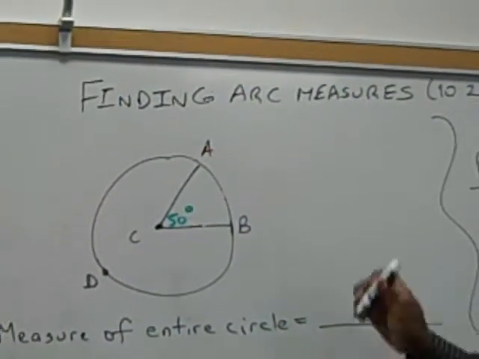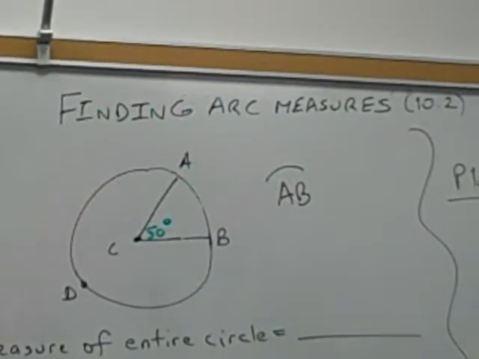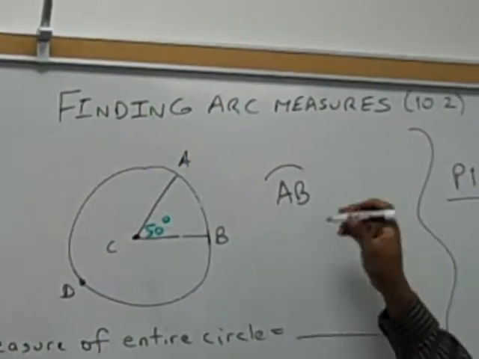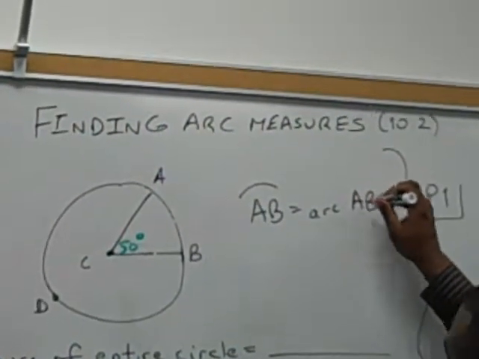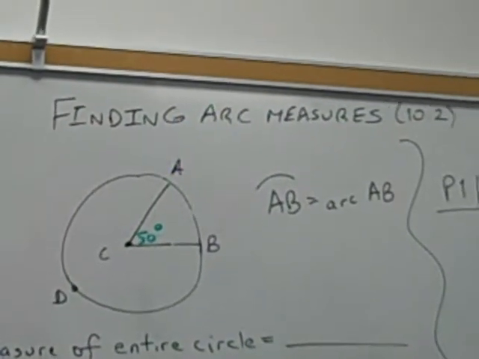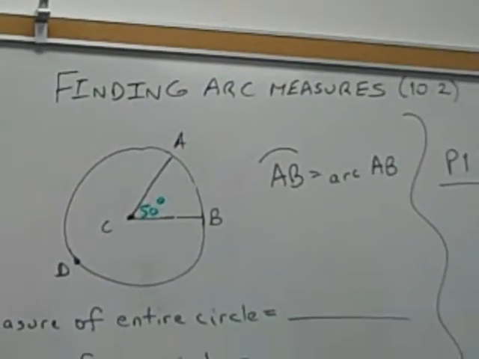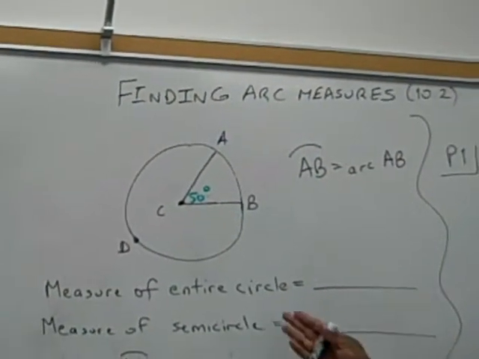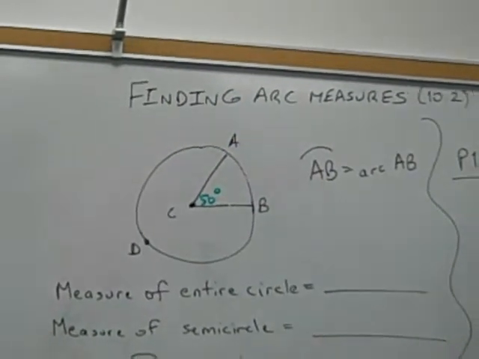In fact, we can use this symbol as showing the arc of AB. So this is saying arc AB. Okay? Now, what we're going to do is find the measurements of some arcs. But before we do that, let's get some facts straight. So I'll give you a moment to write these blanks down real quick.